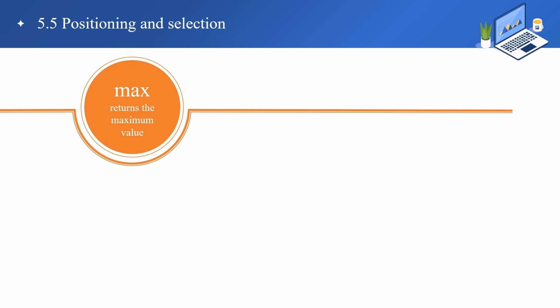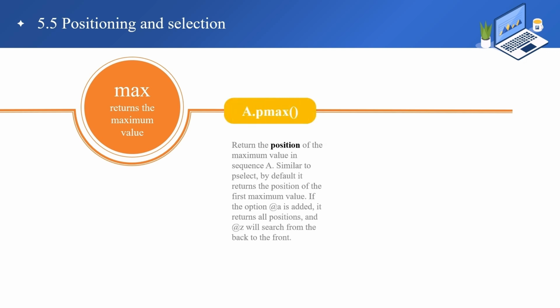We use the max function to find the maximum value of the sequence members. Similarly, we may also care about the position of the maximum value. SPL also provides a a.pmax function to return the position of the maximum value in sequence A. The maximum value of a sequence is unique, but there may be more than one member with the maximum value. Therefore, pmax is similar to pSelect. By default, it returns the position of the first maximum value. If the option @a is added, it will return all positions, and @z will search from the back to the front. The pmax function is not difficult to understand, so we don't give examples here.